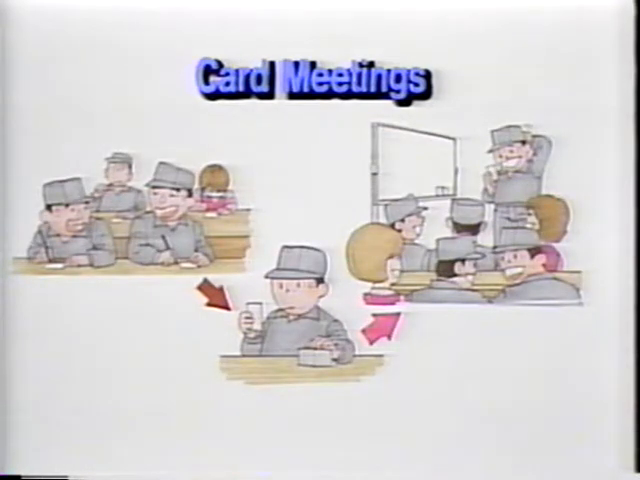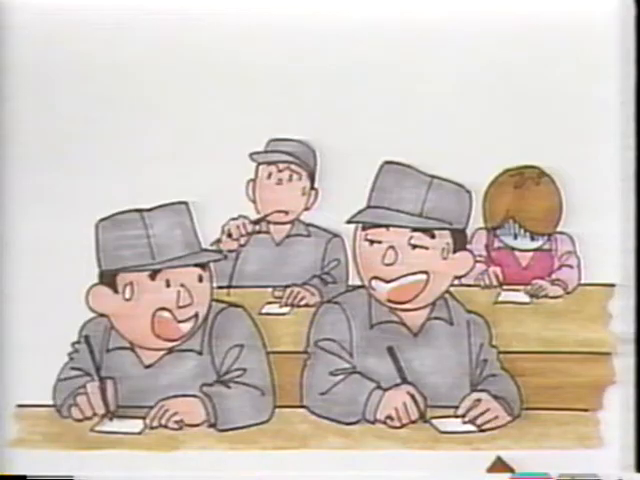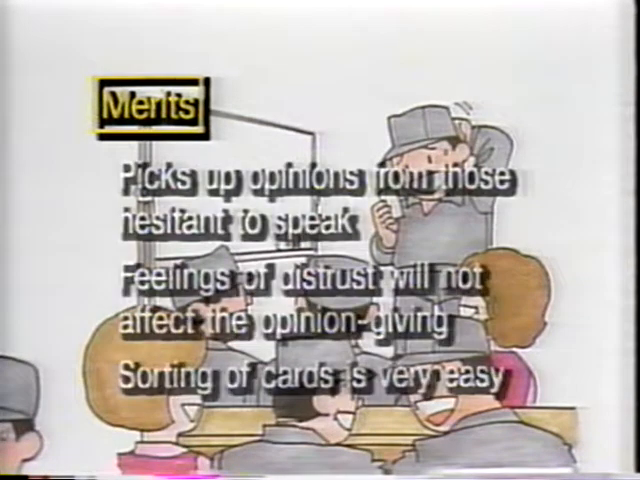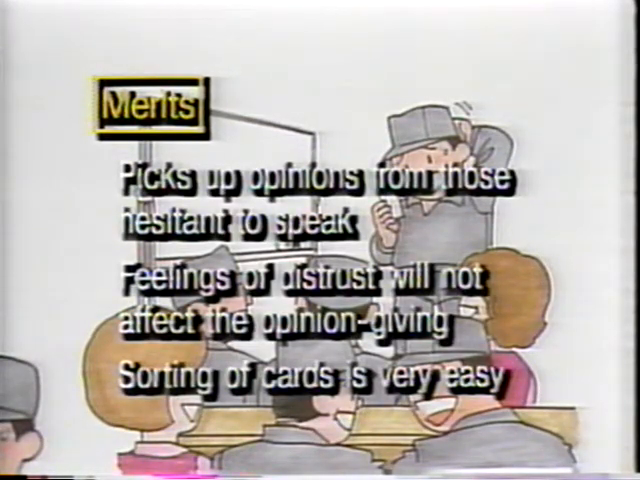One more simple technique can be very effective when there is so much hesitancy, distrust or conflict between members of the staff that even the second type won't work well. This is known as a card meeting. Everyone is given a small card, for example 3 by 5, and asked to write on it any particular problem point that seems important to them. The cards are then collected and the results announced to everybody. This type of diagnostic meeting has several merits. The first is that it can pick up opinions from those who are still really hesitant to speak. Another point is that feelings of distrust will not affect the giving of opinions. And finally, the cards are very easy to sort out.